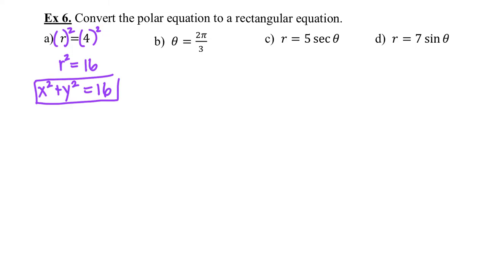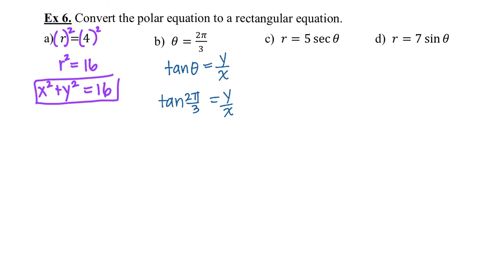Okay, the only equation that has a theta in it from the list of formulas that we've been using is tangent theta, which equals y over x. And I'm using that because it's the only equation that has theta by itself. Now they tell me that theta equals 2 pi over 3, so I'm going to substitute in tangent of 2 pi over 3 equals y over x.